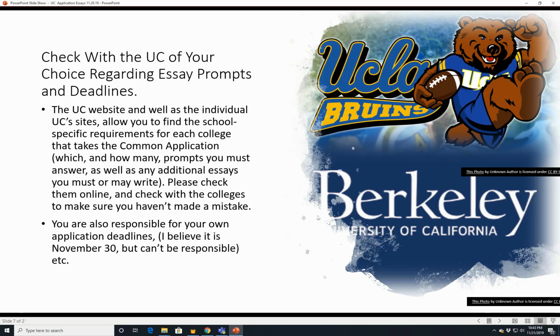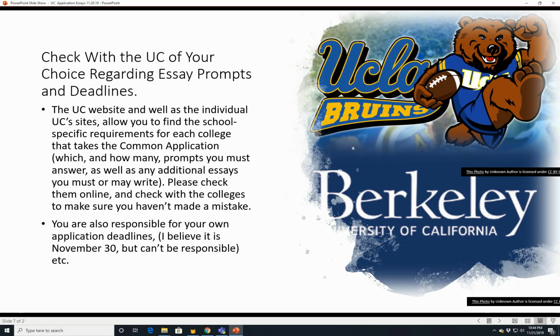Anyway, for each college that takes the common application, check which and how many prompts you must answer, as well as any additional essays you must or may write. So whether it's permissive, you may write it, or if you have to write it, it's mandatory. Just please make sure you know how many prompts you have to answer. Please see if there's anything else you have to do specifically for Berkeley or UCLA or whatever UC you'd like to attend. And please check online and check with the colleges to be sure you haven't made a mistake.